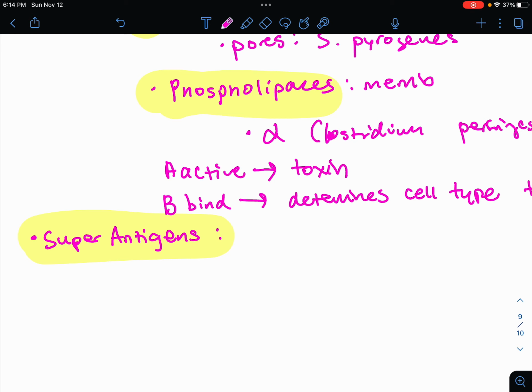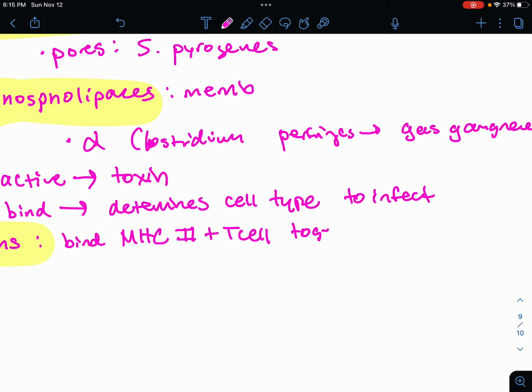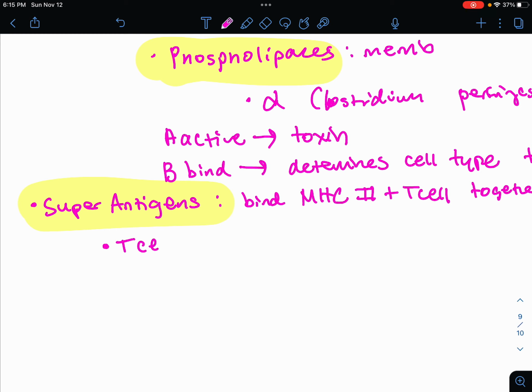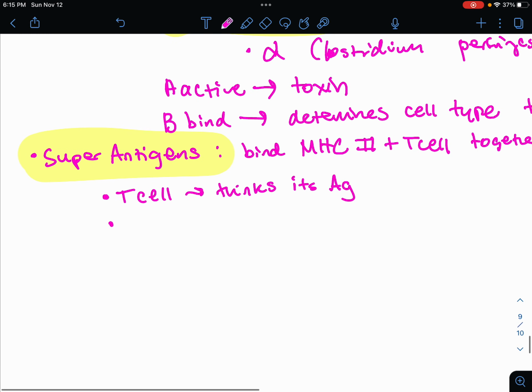Superantigens are going to bind the MHC class 2 and the T cell together tightly. So when this happens, the T cell freaks out and interprets it as antigen recognition. And then the toxic effect is a massive cytokine release. So when this mistake is created, the TH cells are going to release a ton of cytokines.